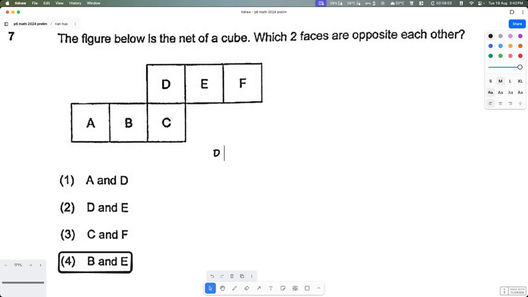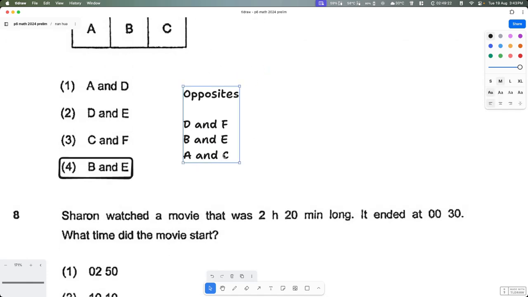So D and F, so opposites is D and F, right? B and E and C, right? So none of these has this except for B and E. Okay, all right, let's move on to the next question.